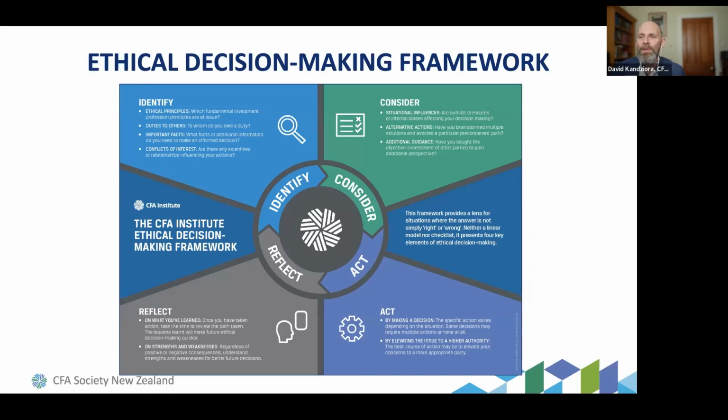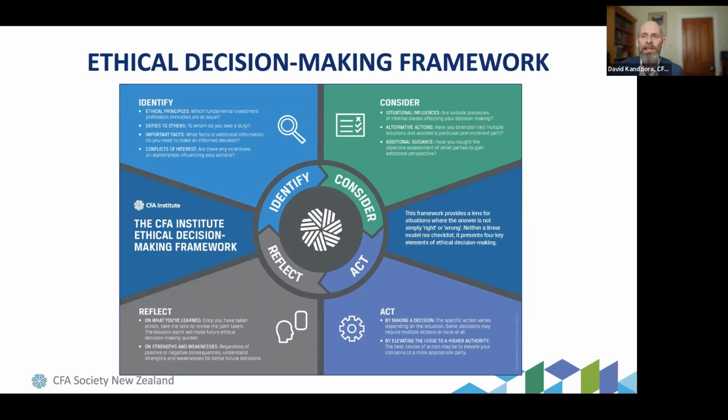CFA Institute framework, where they want to go is basically have it as a tool for analyzing and evaluating ethical scenarios, particularly in the investment profession, but like we're saying, it doesn't always have to apply there. So there's an identify side of things, consider, act, and then reflect framework. And that should advance the decision-making structure for situations that often fall outside the clear confines of right and wrong, which, to be fair, is a lot of situations.